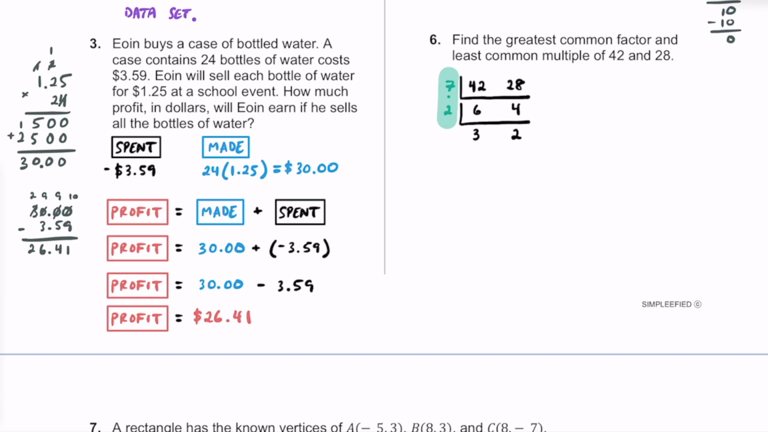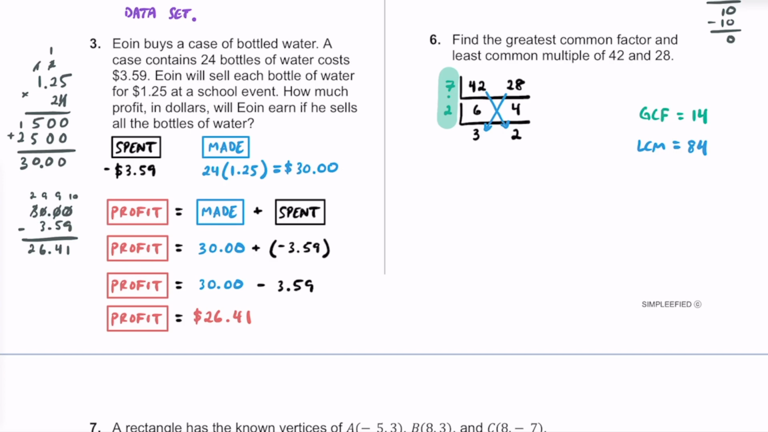So I'm going to go ahead and say here that the GCF, or the greatest common factor, is going to be 14. And for the LCM, or the least common multiple, that's going to be the first time these two numbers meet. What you can do here is multiply 28 times 3 to get the LCM, or you can multiply 42 times 2 to get the LCM. Either way, you're going to get 84.